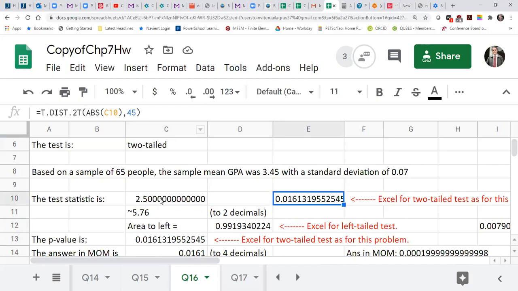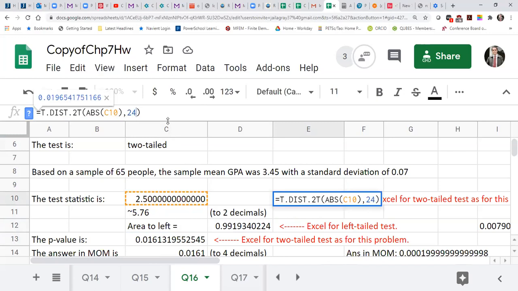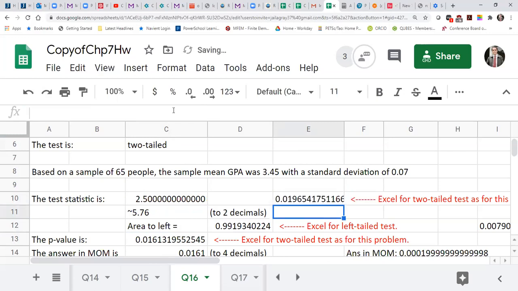And the sample size is 25, so the degree of freedom will be 24, right? So this one should be 24. This is for two-tailed test. Make sure this is positive, okay? This is why we put absolute value here. Because you're looking for two-tailed test, the answer will be this one. But if you're looking for the left-tailed test, the answer will be this one. But you have to change this to the correct degree of freedom. This is 24, okay?